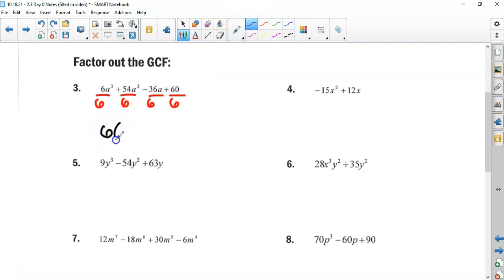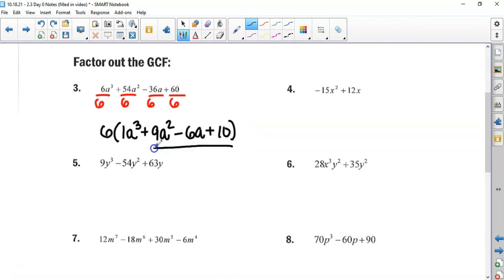Remember, we are undistributing. The opposite of distributing, or the opposite of multiplying, is dividing. So you're literally dividing out this GCF. What's left? 6 divided by 6 is 1, so I've got 1. You didn't take out any A's, or we didn't divide out any A's, so A cubed is still there. 54, a positive 54 divided by 6 is a positive 9. A squared stays. Negative 36 divided by 6 is negative 6. That A stays. And then plus 10.